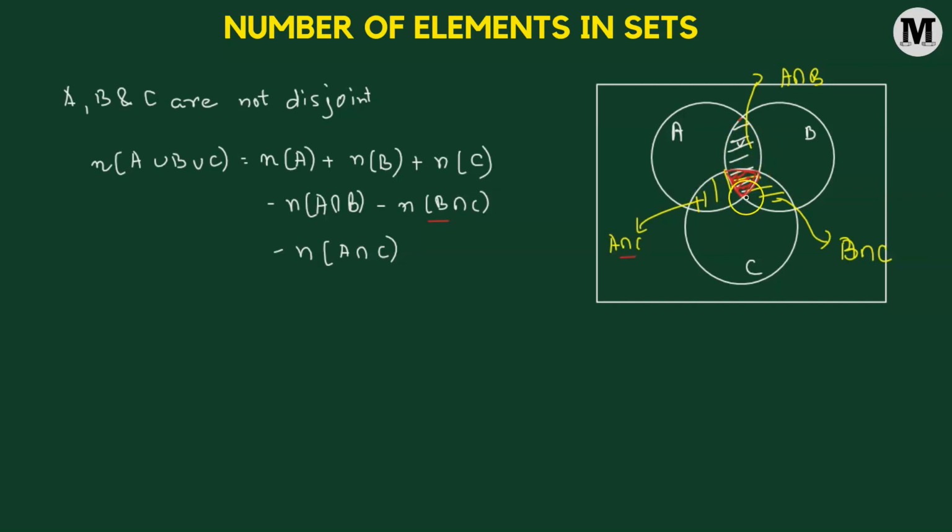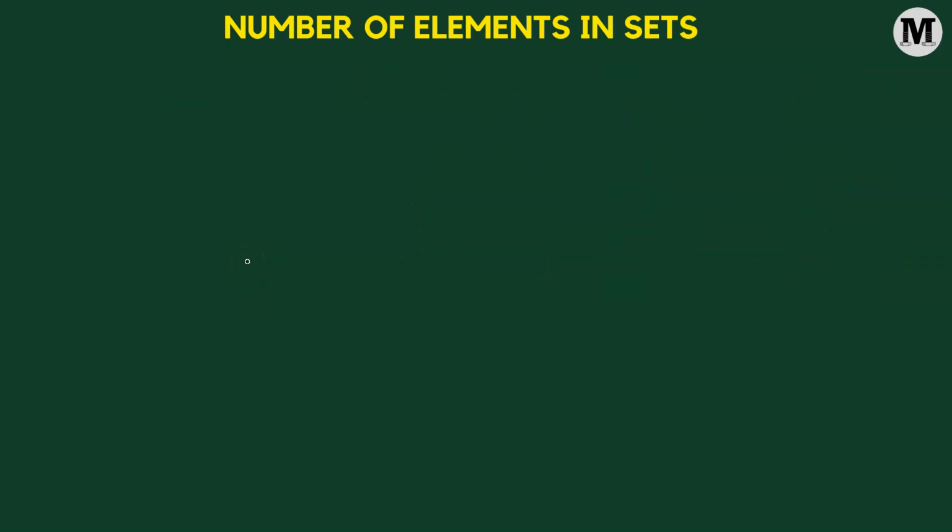Then what we'll have to do is compensate for it by adding that particular region. So that region is nothing but the intersection between all the 3 sets A, B, and C. So we need to add it. Okay, so now this is clear. We will understand it with the help of a few examples later on.